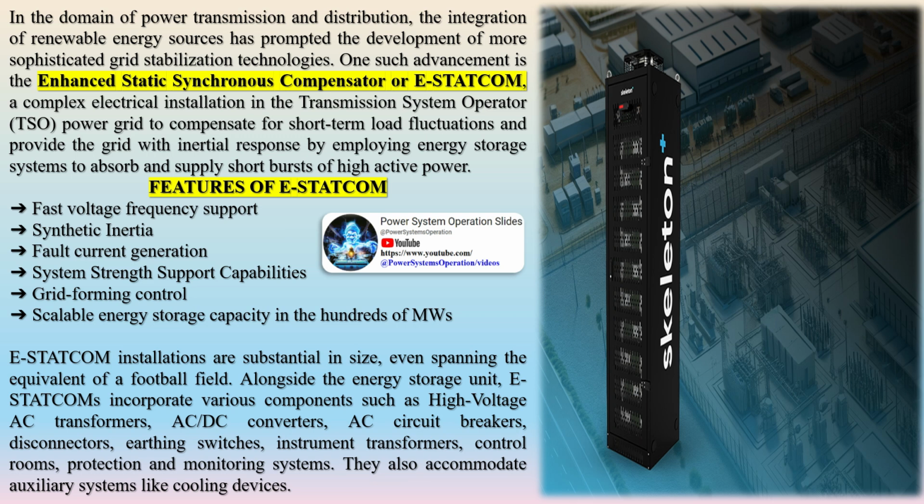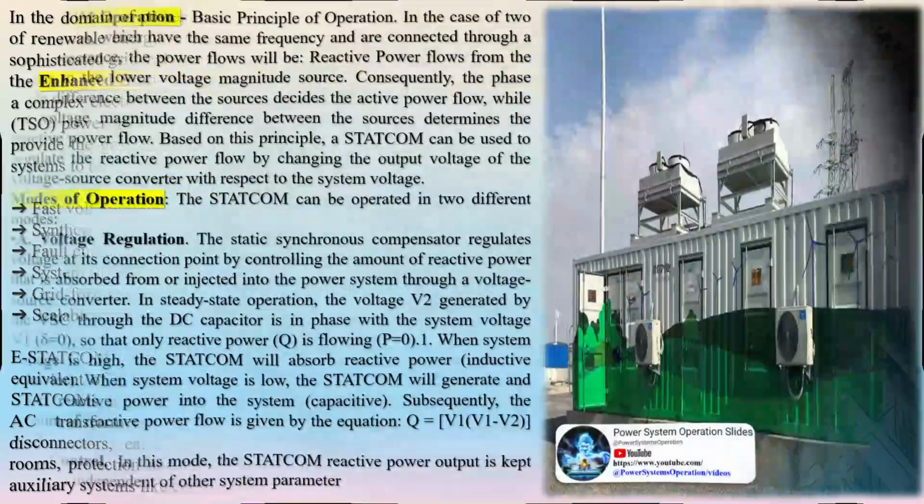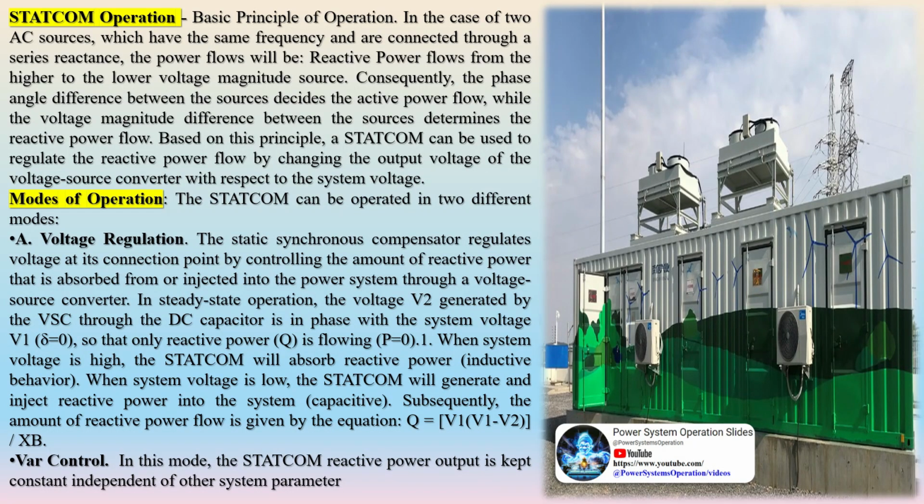Features of E-STATCOM: fast voltage and frequency support, synthetic inertia, fault current generation, system strength support capabilities, grid forming control, scalable energy storage capacity in the hundreds of MWs. E-STATCOM installations are substantial in size, even spanning the equivalent of a football field. Alongside the energy storage unit, E-STATCOMs incorporate various components such as high-voltage AC transformers, AC-DC converters, AC circuit breakers, disconnectors, earthing switches, instrument transformers, control rooms, protection and monitoring systems. They also accommodate auxiliary systems like cooling devices.